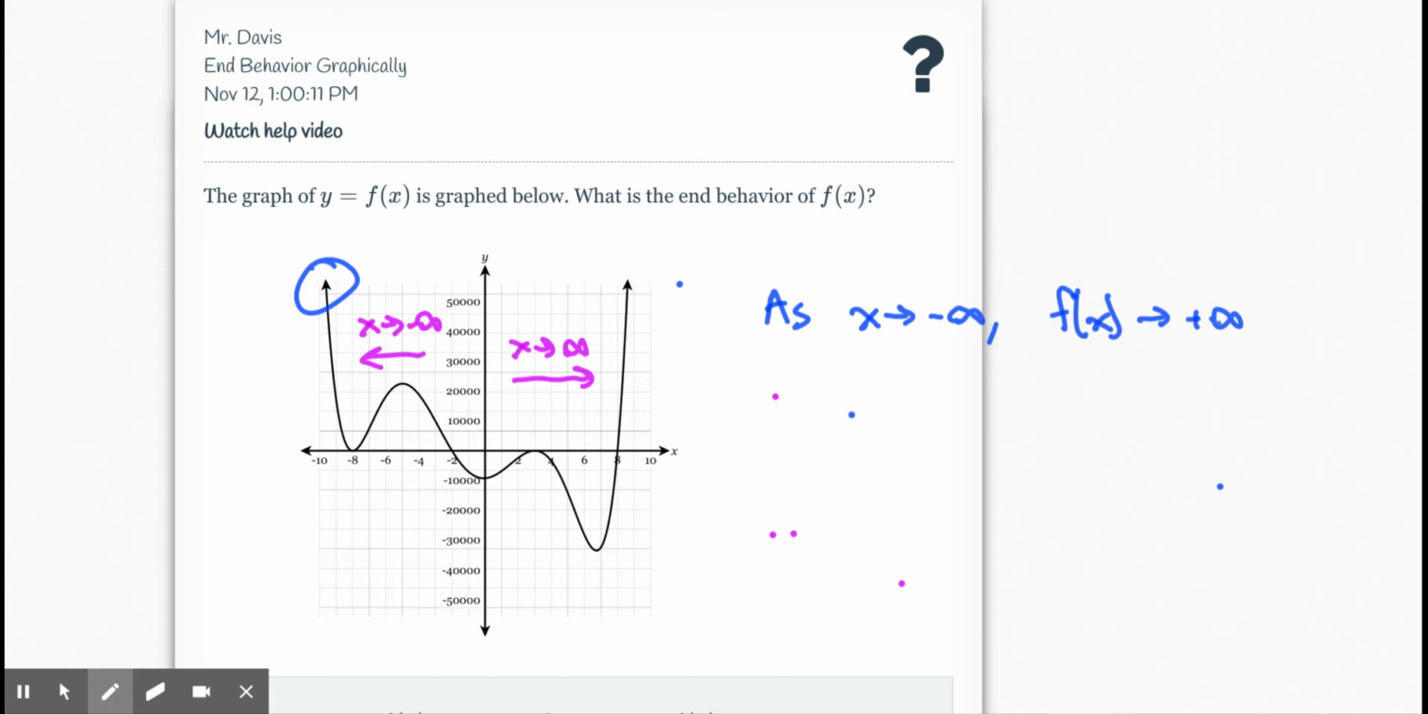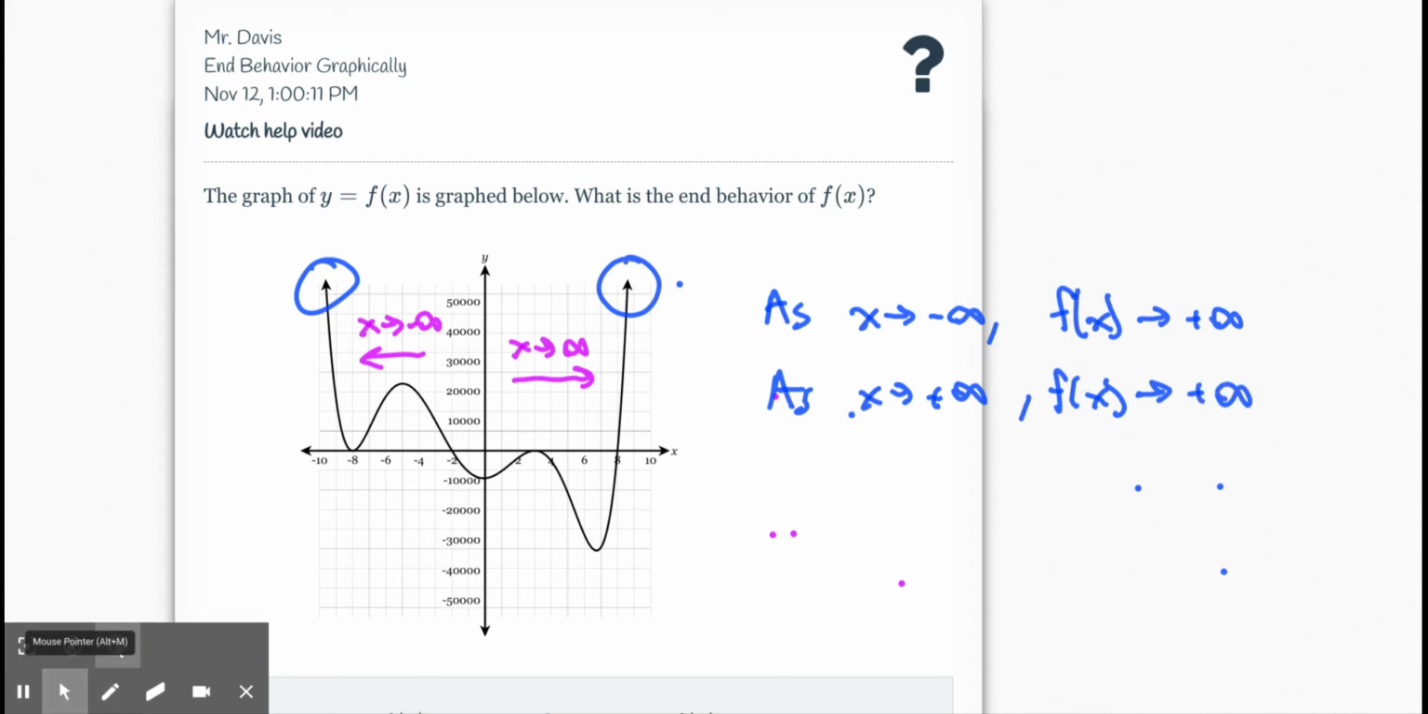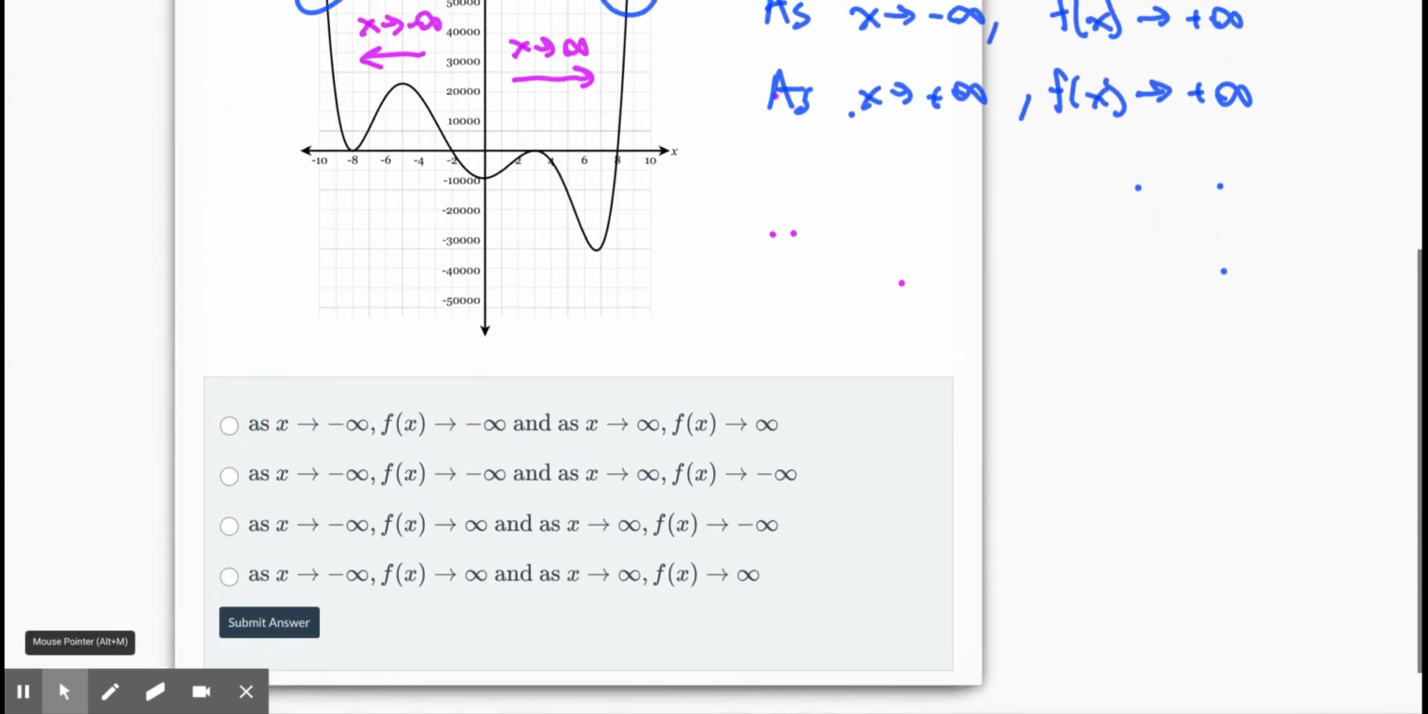Okay, then we look the opposite direction. As x goes to positive infinity, again, the first part of the statements for both of them don't change. Well, where is the function going? So f of x goes to, and look up here, it's also going up to positive infinity. So that's our statement right there. Both are going up to positive infinity. So as x goes to negative, f of x goes to positive. As x goes to positive, f of x goes to positive. So it's going to be the last one here.